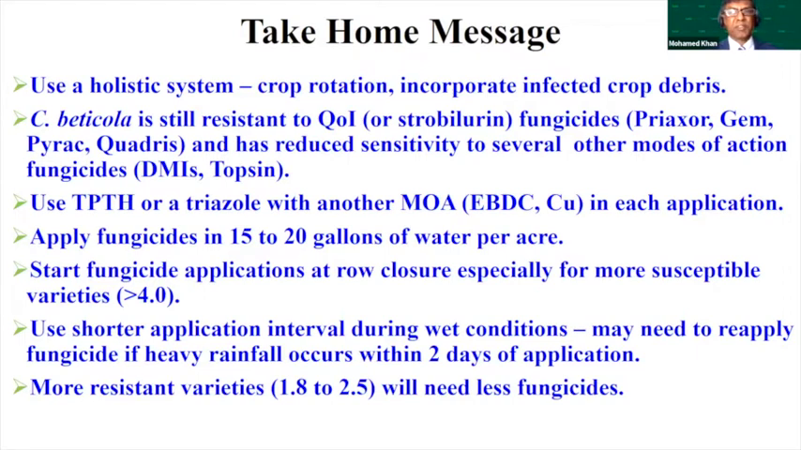We know we have a resistance issue. If you're gonna use a Priaxor, mix it with something else. Our best products are the tins and the triazoles. Those are our aces. Always mix them with something else, either an EBDC, a copper, or early in the season, maybe in the first application, feel free to use a tin. Don't be afraid to use water, 15 to 20 gallons of water. Right now, we've been using 80 PSI, but in all our other trials, we use 60 PSI, and we have excellent control under favorable conditions.